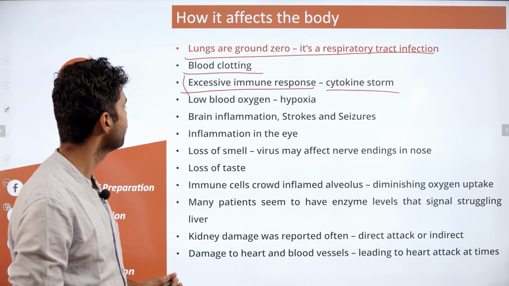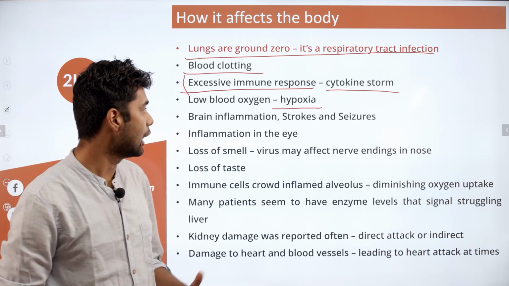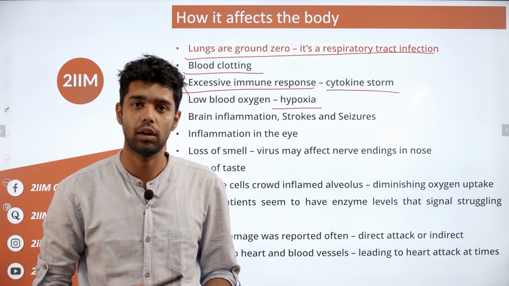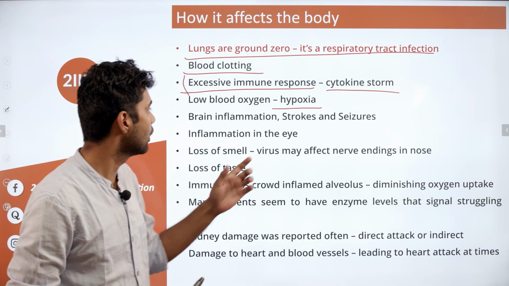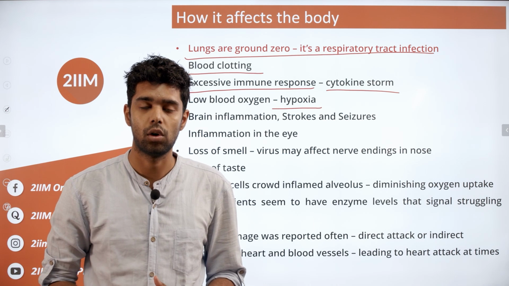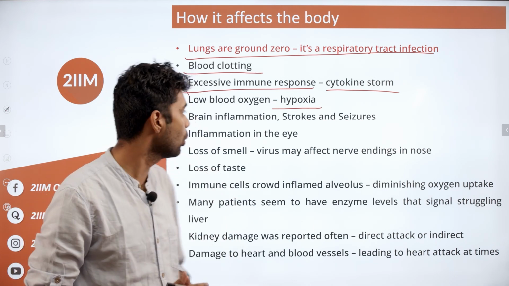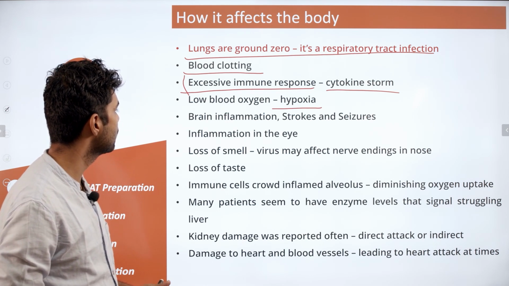make a person die. Hypoxia is one very common feature for COVID-19. Even if you are infected with COVID-19 and do not have breathing difficulties, hypoxia is something that is very common. So you can test the oxygen level in your blood, and if you have COVID-19, the oxygen level will be very low, as seen in the oximeter.